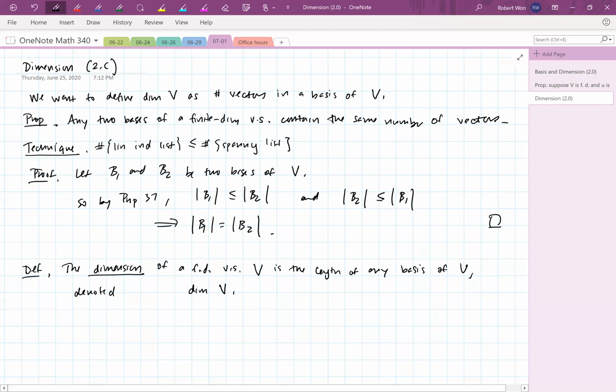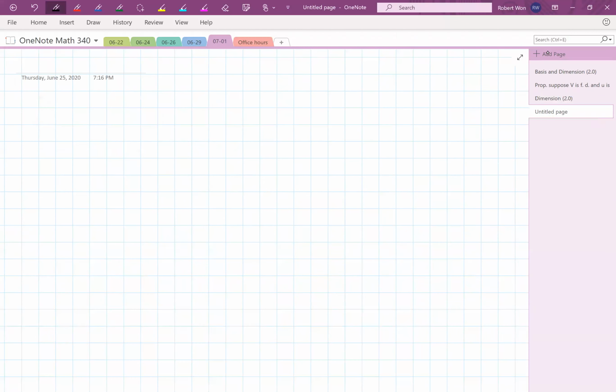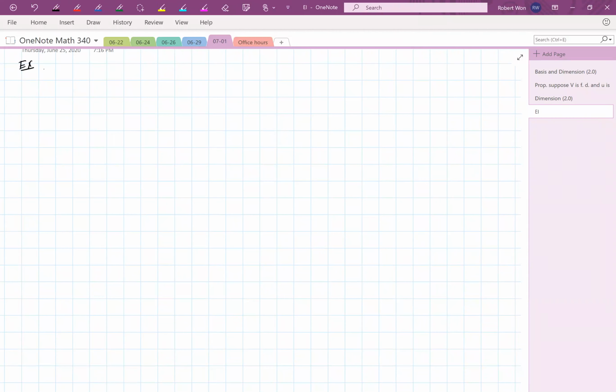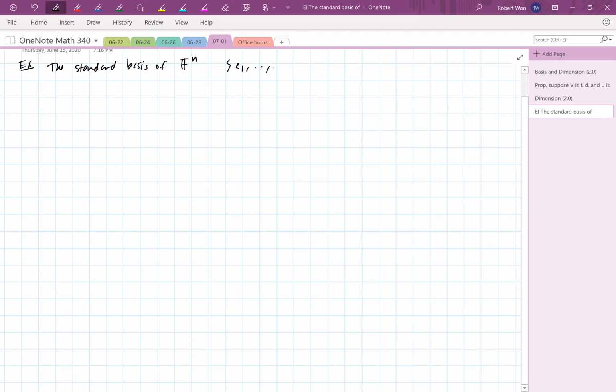So like with any new definition, I suppose I owe you a ton of examples. Or at least like 3 examples. Here's the examples. Okay, so the standard basis, we should do a sanity check first, of F^n, that's e1 up through en, contains n vectors. Right, and by the previous proposition, that means any basis of F^n contains n vectors, which means that the dimension of this vector space is n, which is definitely something that we wanted for dimension.